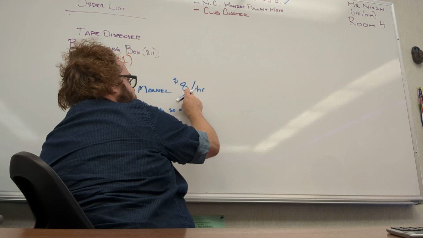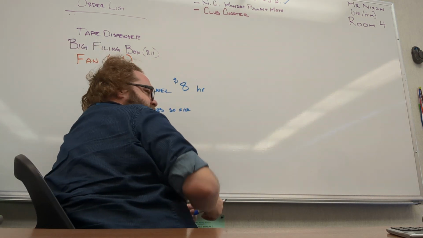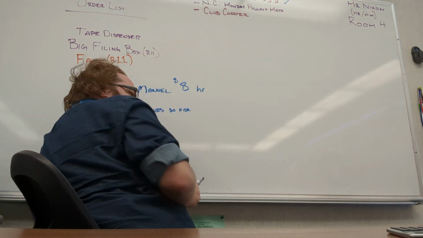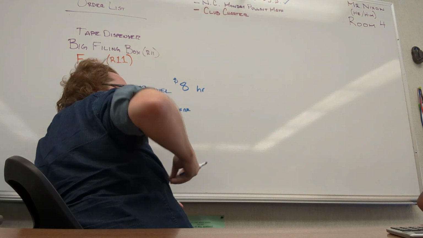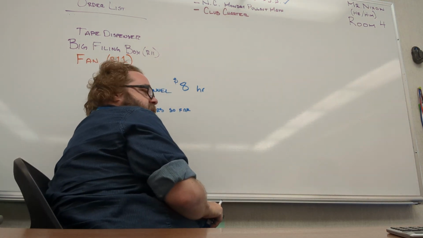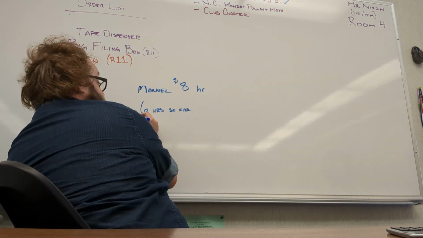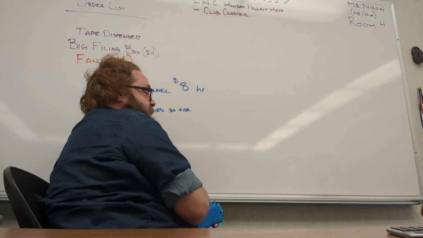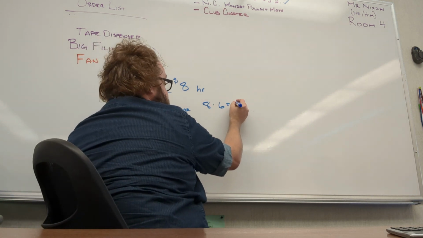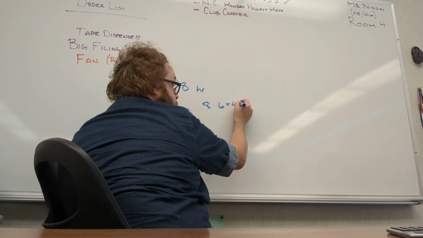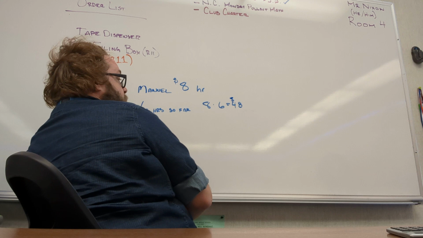$8 per hour, $8 for every hour. What kind of math would that be? Is that addition? Is that multiplication? It could be addition if you added up all the hours. What's an easier way to do that? Instead of saying 8 plus 8 plus 8 plus 8, you could just use multiplication, 8 times 6 hours. That would give us $48. But it's not asking us that.